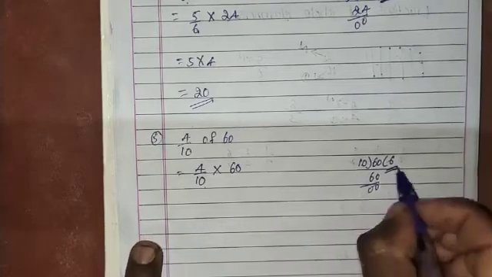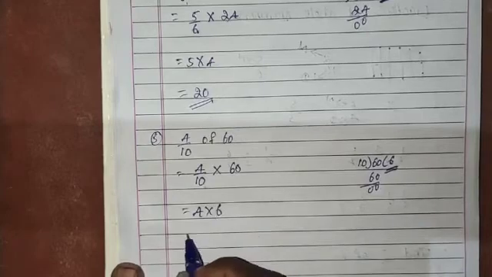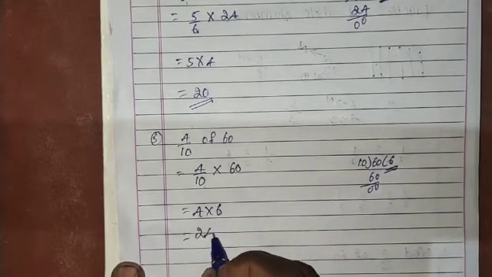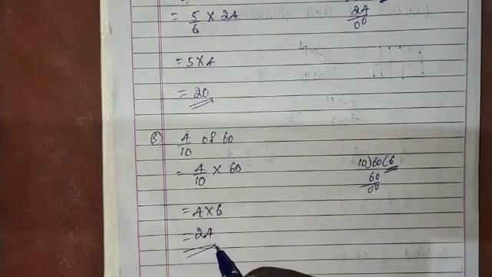Now we have to multiply this with the numerator, that is 4 into 6. 6 fours are how much? 6 fours are 24. 24 is the answer. 4 by 10 of 60 is 24. Thus we find the fractions of a whole number.